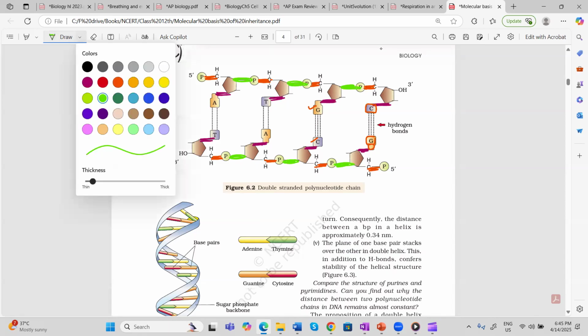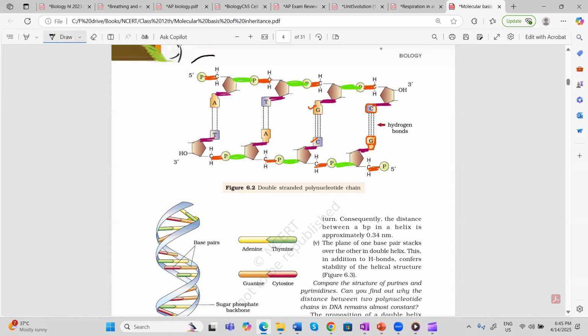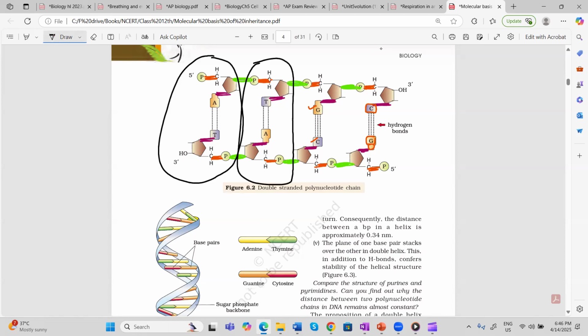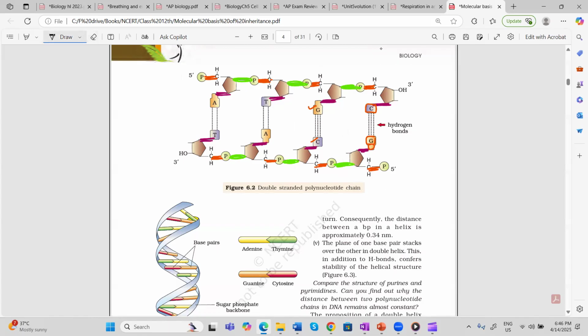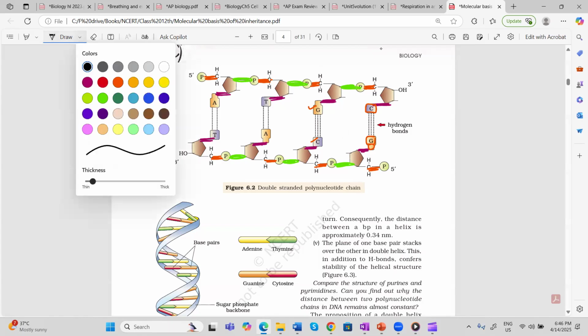How many base pairs are there right now on the board? This is one base pair, I'll tell you. This is one base pair, second base pair, third base pair, four base pairs. Tell me how many base pairs are there? 4. Very good. Four base pairs are there. It means total how many bases? Total 8 bases. Am I right? Yes, ma'am. Tell me how many diesters are there? Green color was the diester bond.